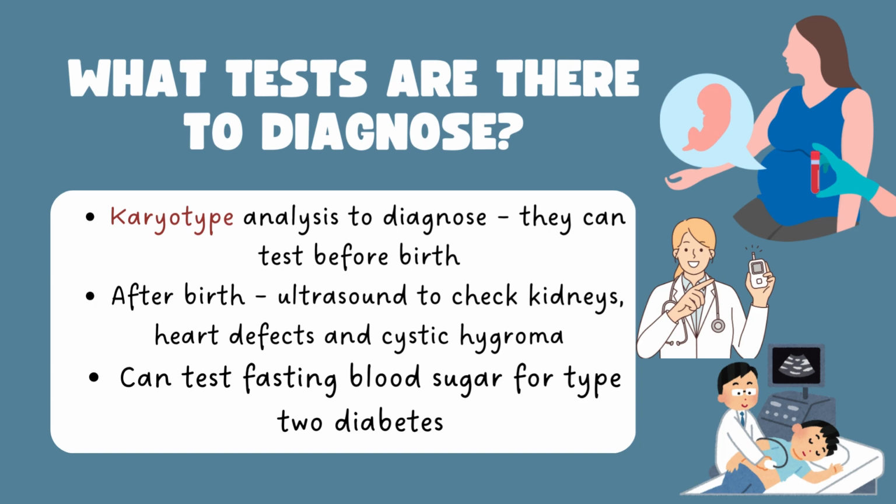What are the tests to diagnose? A blood sample for the karyotype can be done while pregnant to diagnose before birth. After birth, an ultrasound can be done to check the kidneys. Heart defects and cystic hygroma can be tested by a cardiologist doing an ultrasound on your heart and neck. They can also test fasting blood sugar for type 2 diabetes.